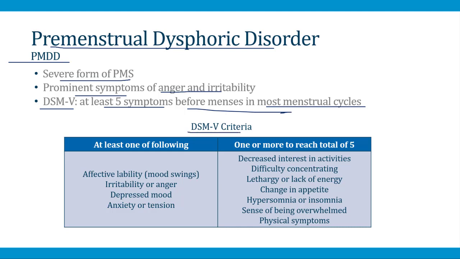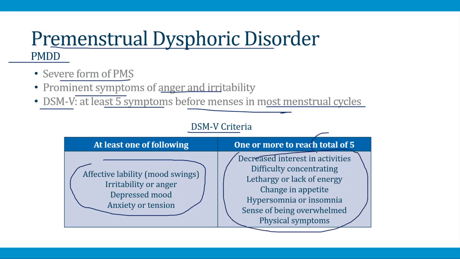The DSM criteria are shown on this slide. Women must have at least one of the criteria on this side of the table, and then they can have one or more of these criteria here, and they have to reach a total of 5, and these have to be present before menses in most menstrual cycles.